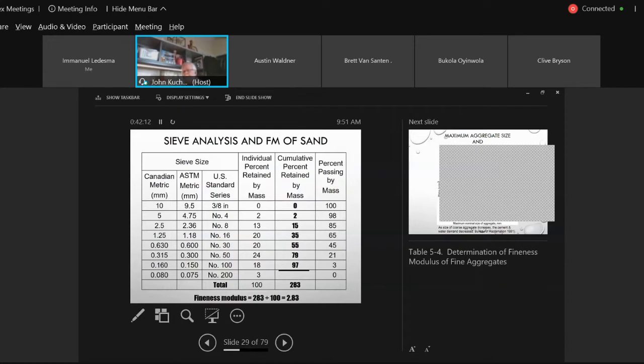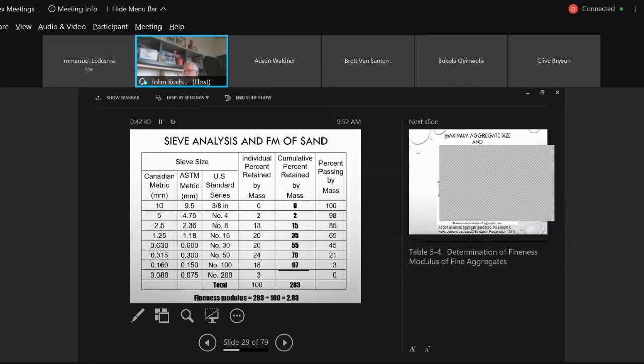Our next lab that we'll be looking at here shortly is going to tell us that from your gradation, you can actually calculate it without the sieve. We're going to be looking at only percent passing, okay? But if you look at the percent passing, you can automatically calculate the FM, because you would say 2 plus 15 plus 35 plus 55 plus 79 plus 97.